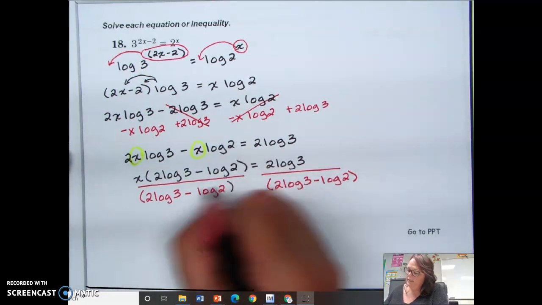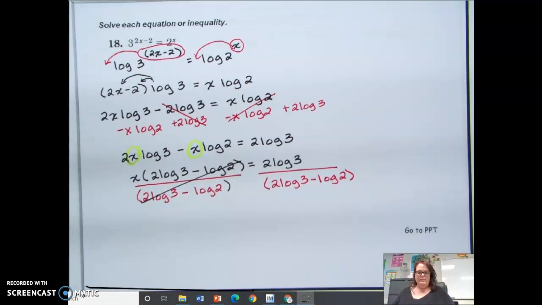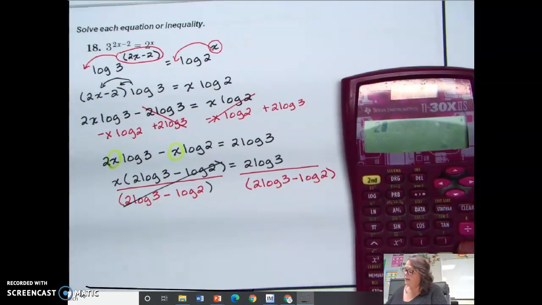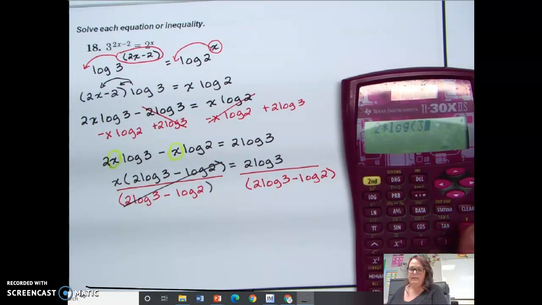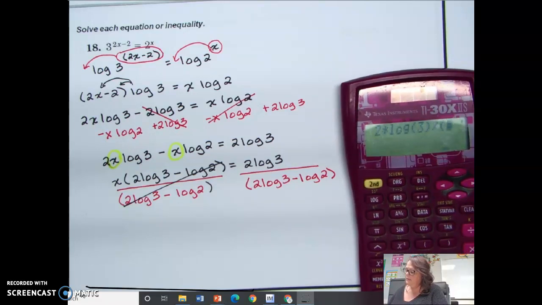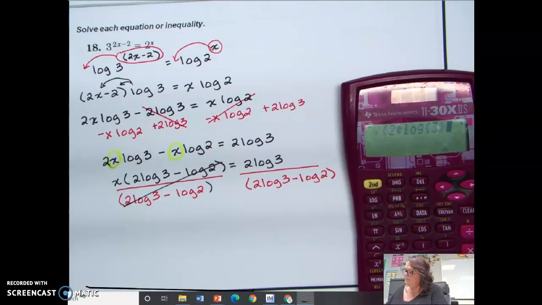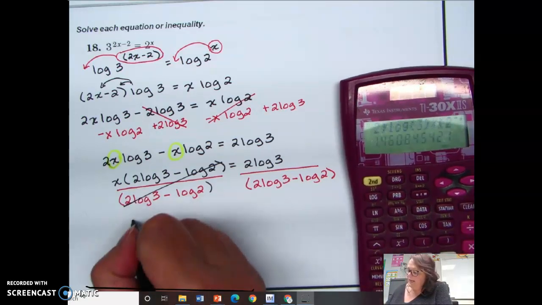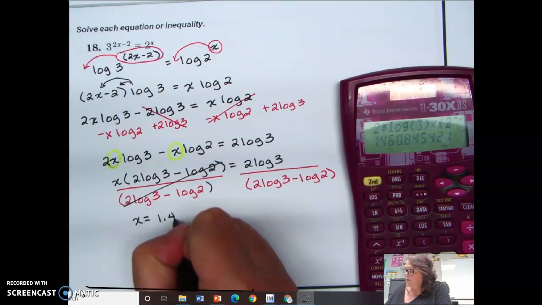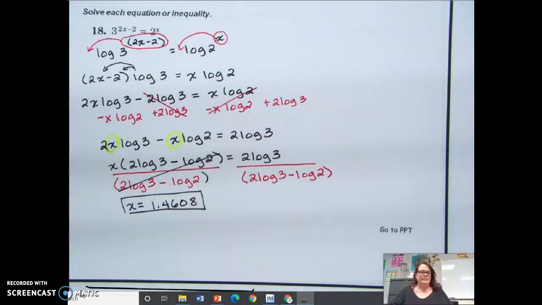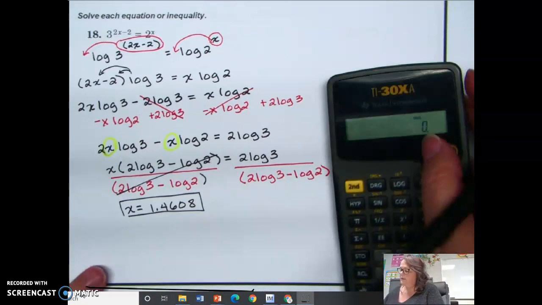And so these cancel here. And again, I'm going to show you on each type of calculator. So we have 2 times the log of 3, close the parentheses, divided by parentheses, 2 times the log of 3, close it, minus the log of 2, close it, and we get x is equal to 1.4608. And let's see if we get that same value for my backward calculator.